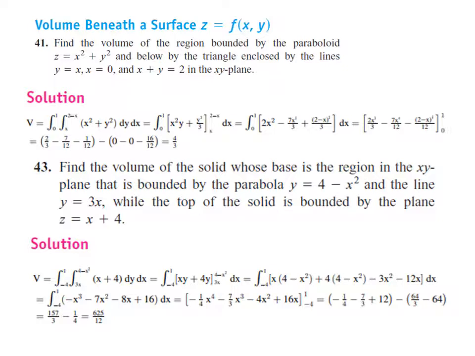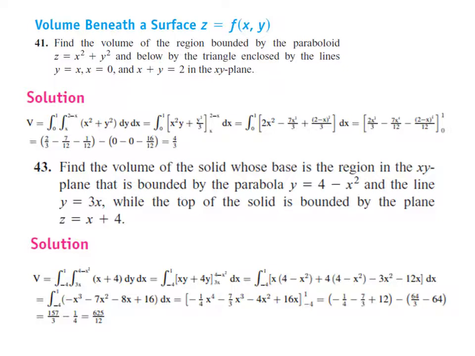Minus 4 to 1. So let us integrate with respect to y, then with respect to x. Integrating x with respect to y is xy, plus 4 with respect to y is 4y. So let us apply the limits, upper limit 4 minus x square, then lower limit 3x. We'll have the resulting value is x into 4 minus x square plus 4 into 4 minus x square minus 3x square minus 12x. Then you have to integrate with respect to x.